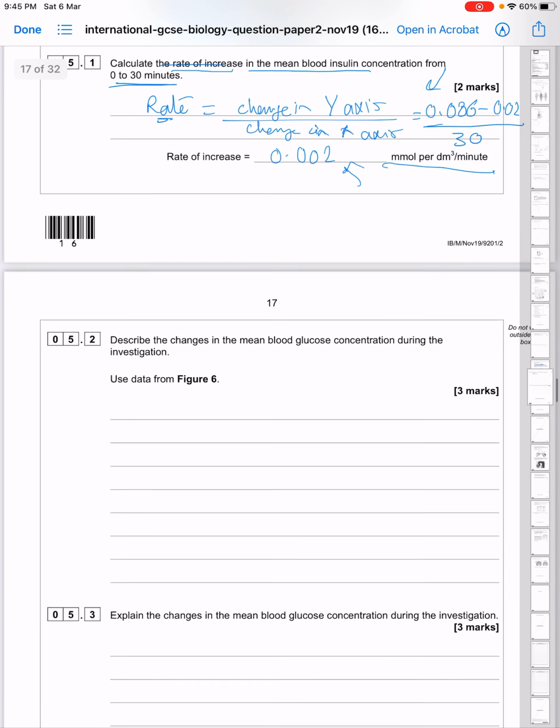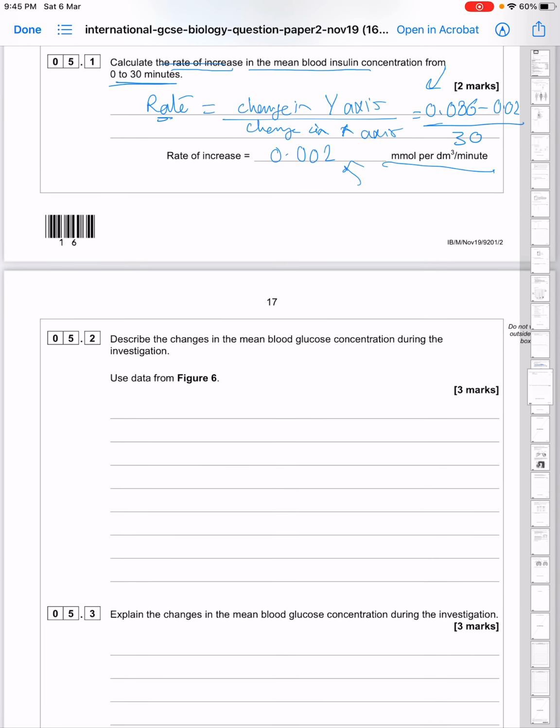Now let's move to the second question, which asks you to describe the changes in the mean blood glucose concentration during the investigation. Whenever you see the word describe, please don't explain. Don't try to show them that you know why the trend is moving up or down, increasing or decreasing. You just need to describe. That's it.